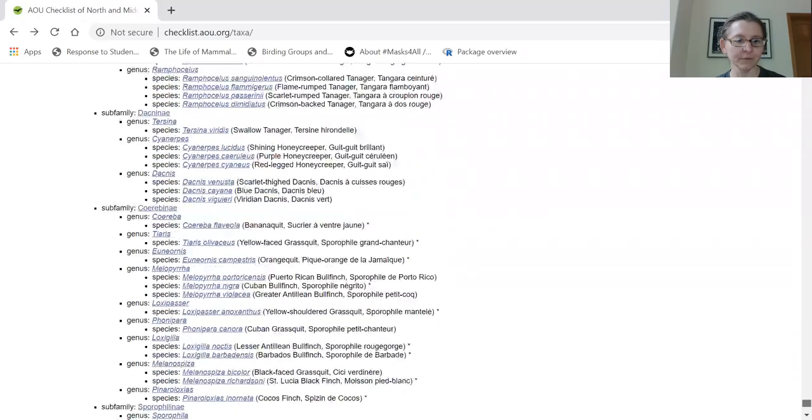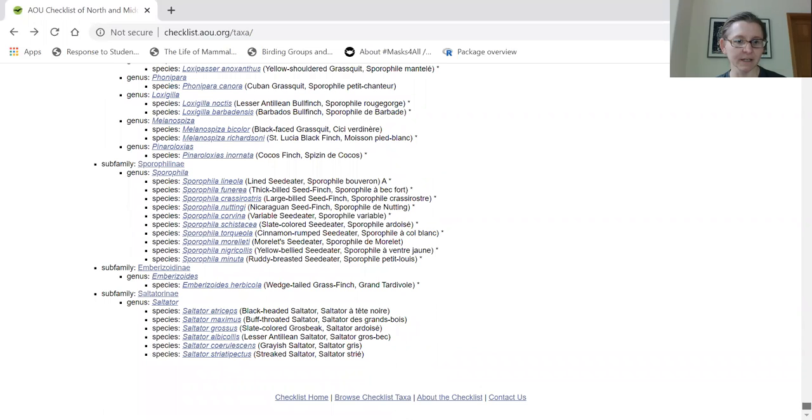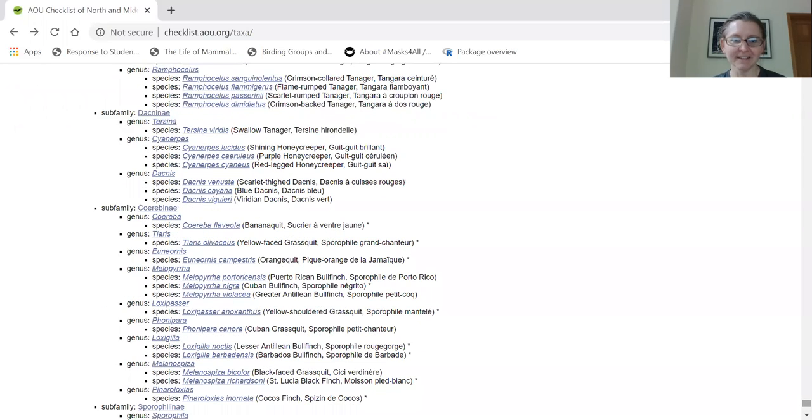Scrolling through, lots of tropical birds here. And that is it for our taxonomic list of common bird species of the Pacific Northwest.